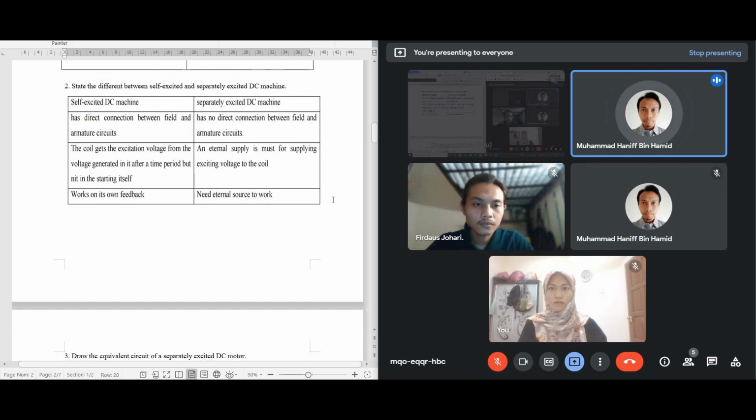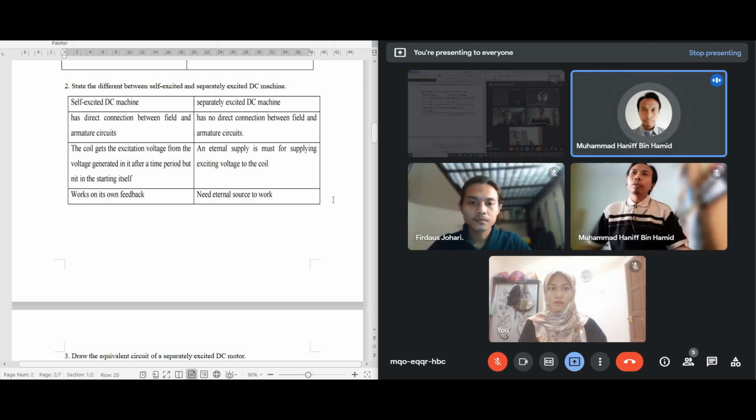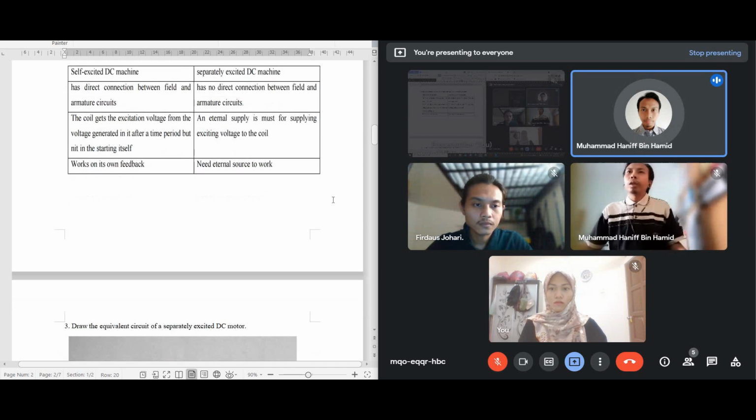Question number 2, state the difference between self-excited and separately excited DC machine. A self-excited DC machine has a direct connection between field and armature circuits. The coil gets the excitation voltage from the voltage generated in it after a time period, but not in the starting itself. So it works on its own feedback. While the separately excited DC machine has no direct connection between field and armature circuits. An external supply is a must for supplying exciting voltage to the coil, and it needs an external source to work.